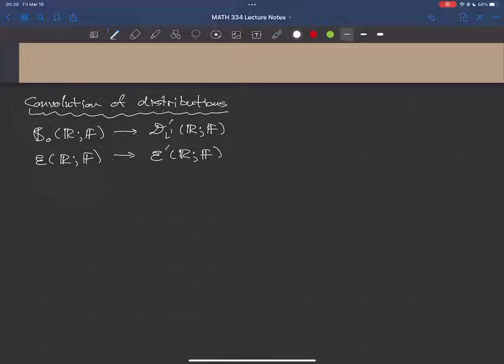Okay, so now we want to do another construction, and so we're not sure where these are going yet, and that's okay. We'll get there. And I want to do something else where it will also not be clear where this is going, but it all sort of comes together in the end. So let's talk about tensor products of distributions.